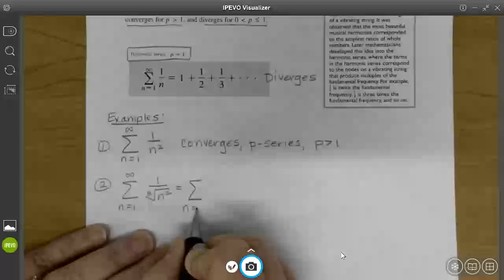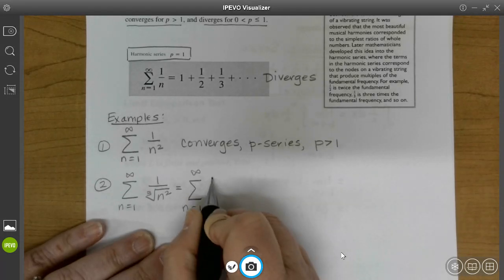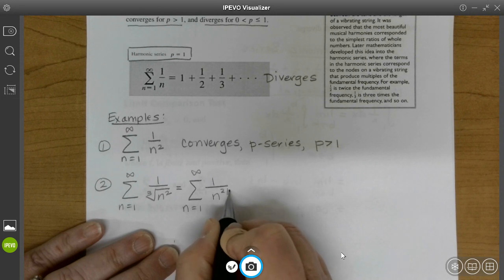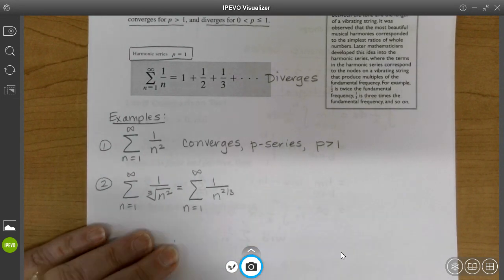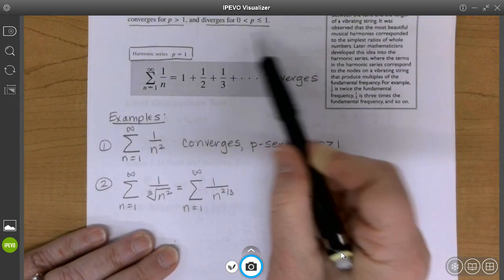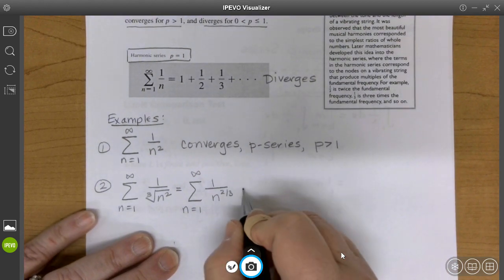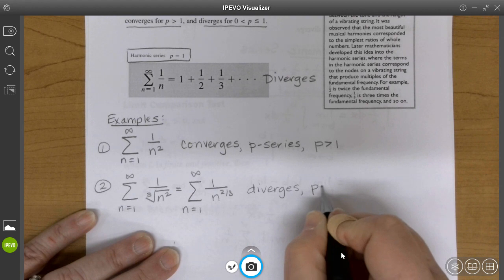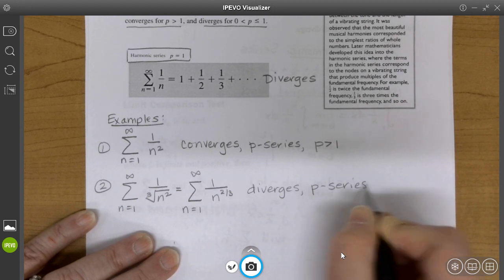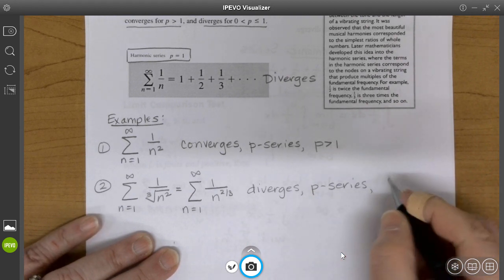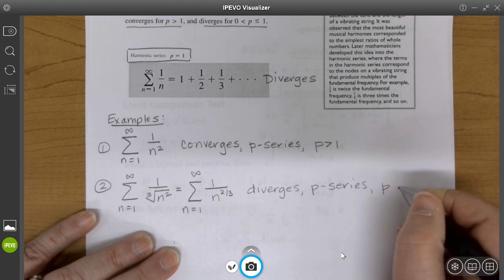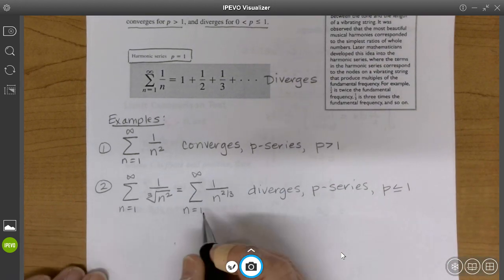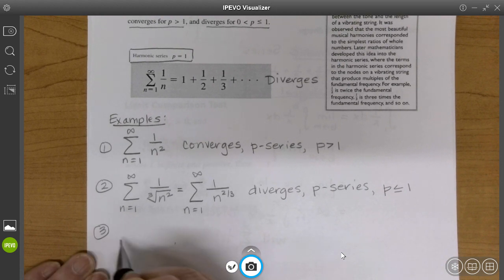So we're going to go from n equal 1 to infinity of 1 over, this is the cube root, so this is n to the 2/3. Well, 2/3 happens to lie between 0 and 1, so we know that this series diverges because it's a P-series, and that p is less than or equal to 1 in this case. All right, easy stuff. All right, let's do one more example.